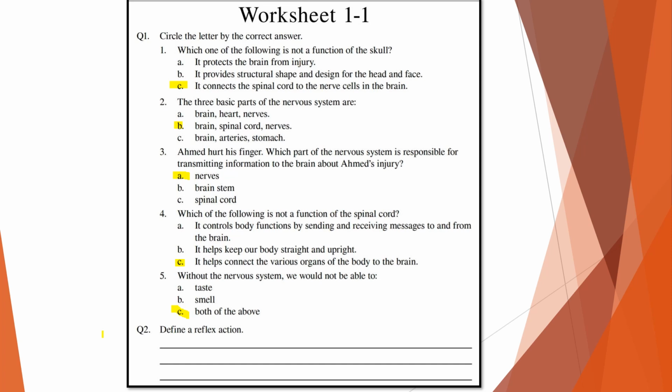Moving towards the next question, question number 2. Define a reflex action. We know that reflex action is an automatic action, and which part of the nervous system controls reflex actions? Right, spinal cord controls reflex actions.